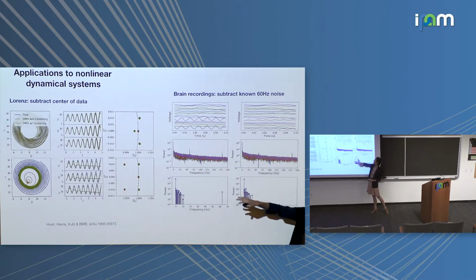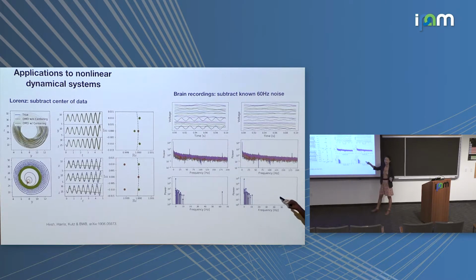And so here's the data with 60 hertz noise. It's these large deflections here that are totally not real. They're not in the brain. And since we know exactly what they are, we can subtract them out. That's kind of an interesting application.